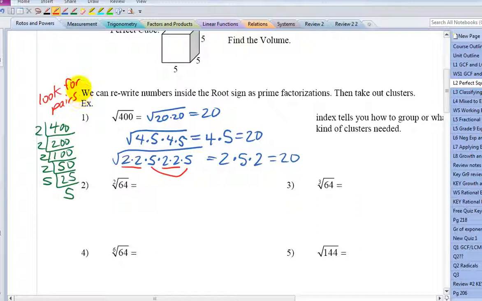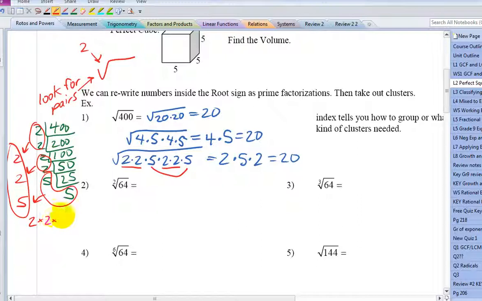And that's because we have a 2 that we don't write. So here's a pair. I can take out a 2. Here's a pair. I can take out a 2. And here's a pair. I can take out a 5. So I get 2 times 2 times 5. Just a different order.